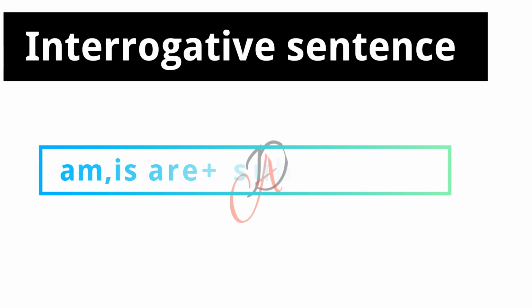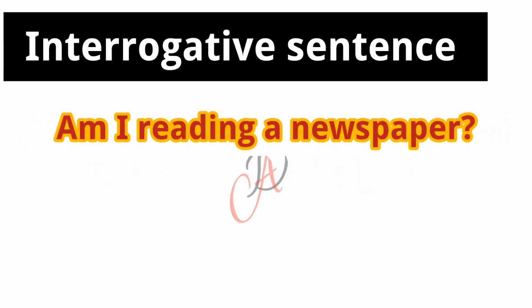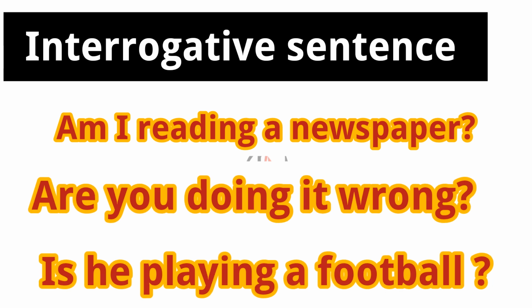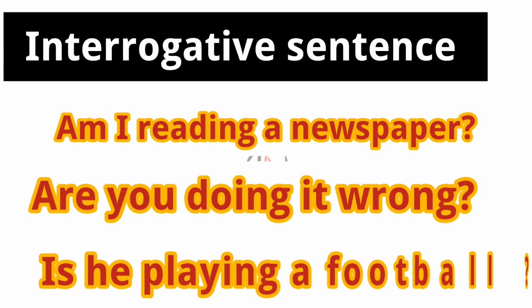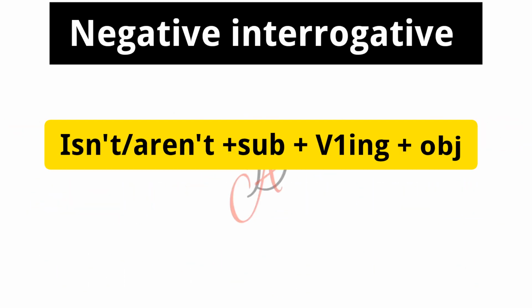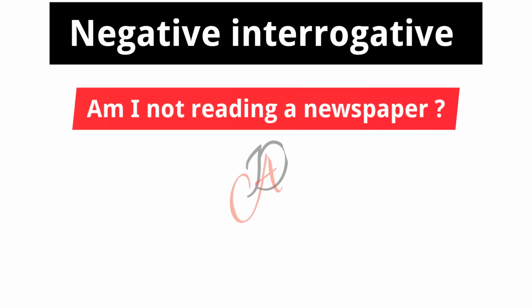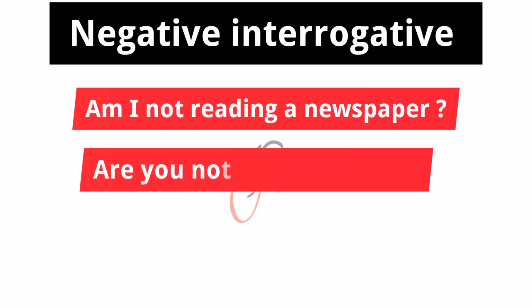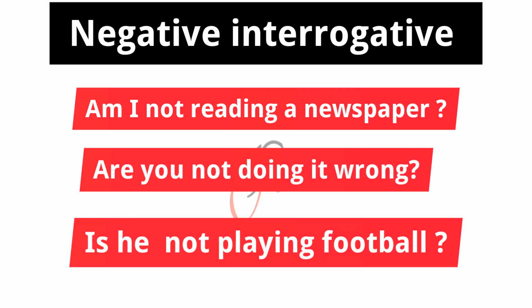For example, am I reading a newspaper? Are you doing it wrong? Is he playing a football? And the last one is negative interrogative. The structure is isn't or aren't plus subject plus verb 1 plus ing plus object. For example, am I not reading a newspaper? Are you not doing it wrong? Or is he not playing a football?